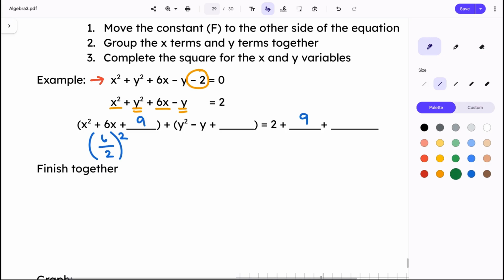Okay. On the y's, what number is in front of the y? -1. So what's -1 divided by 2? 0.5. And then if we square 0.5, 0.25. Close. 0.25. Okay, so now to write the equation, if you think back to when we did our completing the square.